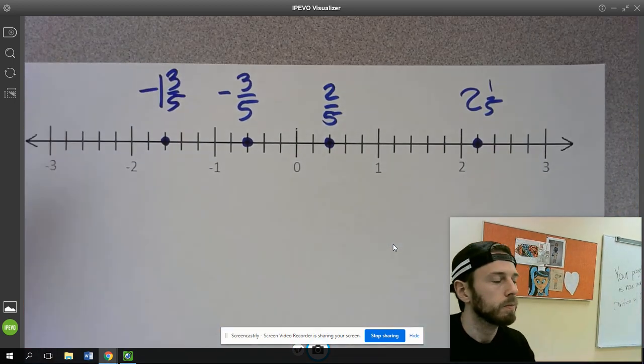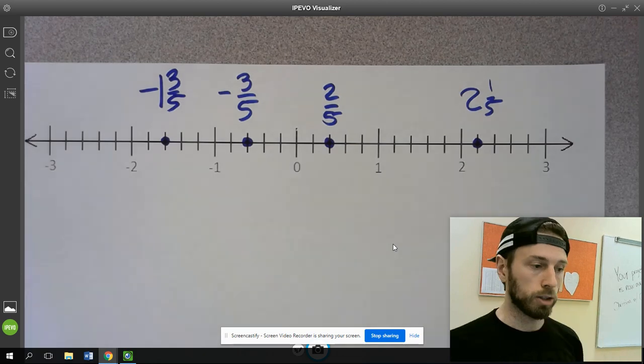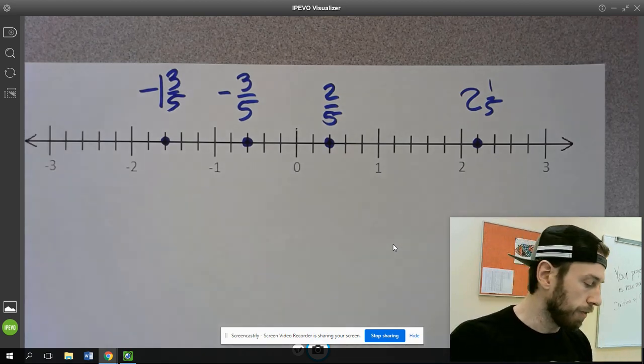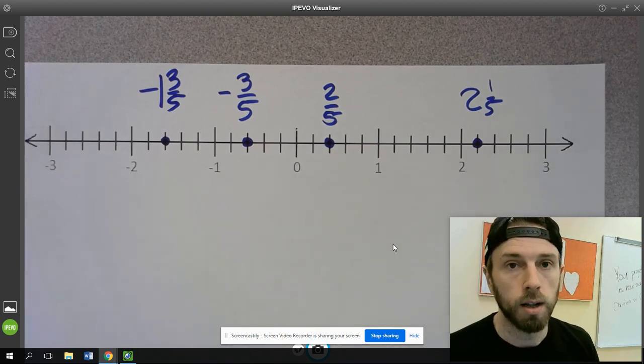Okay, guys, hopefully this was a good intro to graphing rational numbers on a number line. And again, if they're decimals, then all you have to do is just turn the fraction into a decimal. If you got questions on it, let me know.